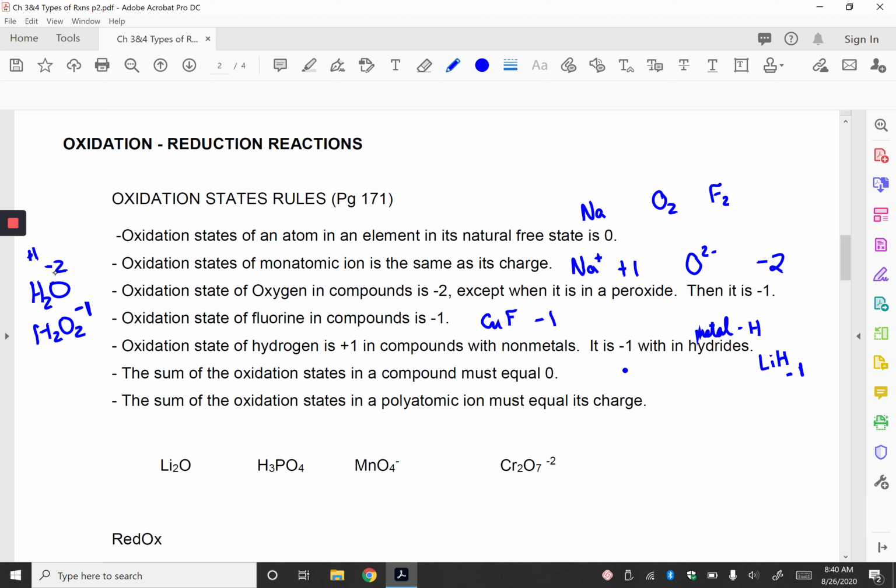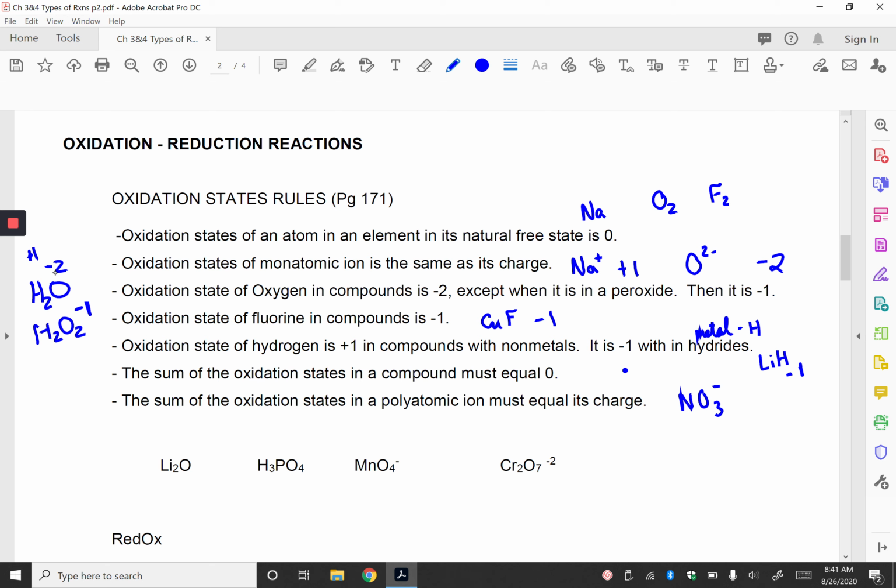And then the last one here, it says the sum of the oxidation states in a polyatomic ion must equal its charge. So that means that if I have, let's say, NO3-, that's a polyatomic ion, that's nitrate. If I add up the oxidation state of this nitrogen and the oxidation states of each of those 3 oxygens all together, they should equal -1, or whatever the charge is on the polyatomic ion. So let's practice figuring out what the oxidation state of these elements are in these substances.